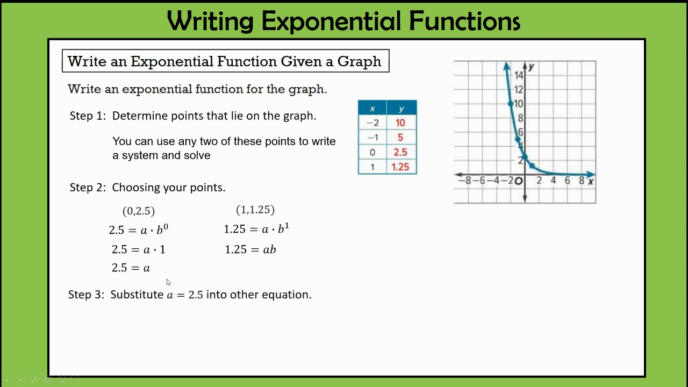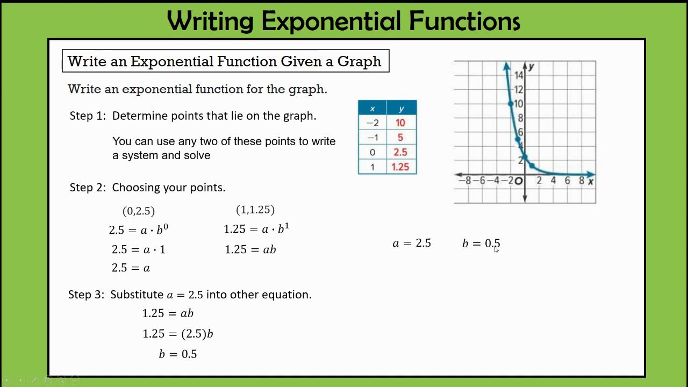So all I'm going to do now is substitute my a into the other equation. I just saved myself some work. So 1.25 equals a times b. I'm going to replace a with 2.5. And I get b to be 0.5. My a is 2.5. My b is 0.5.